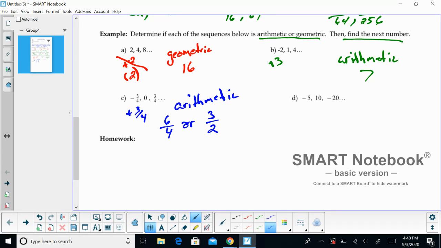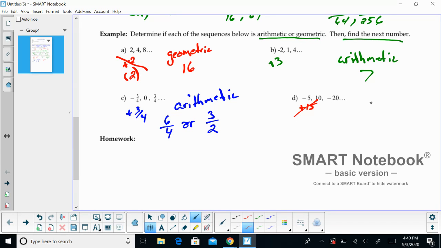My final example. What can I add to -5 to get to 10? Well, to get to 10 from -5, I would have to add 15, right? -5 plus 15, that'd get me 10. What about 10 plus 15? That would be 25. So that's not going to work.